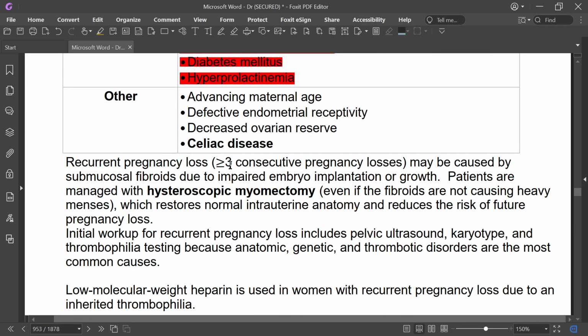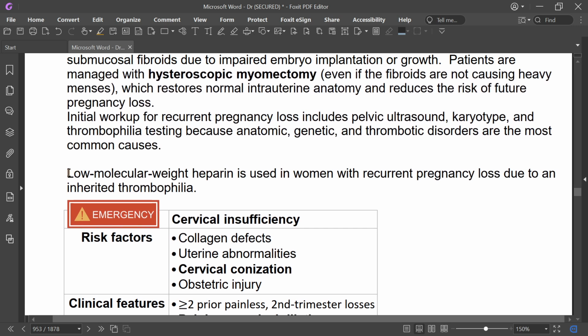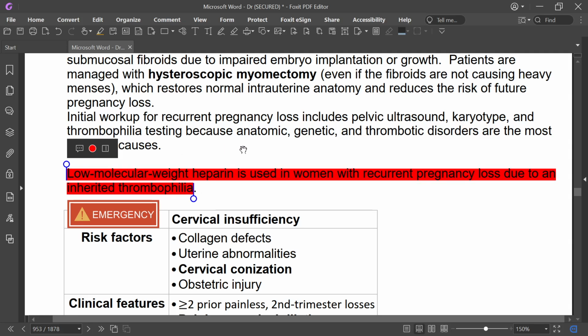Recurrent pregnancy loss, three or more consecutive pregnancy losses, may be associated with submucosal fibroid due to impaired embryo implantation or growth. Patients are managed with hysteroscopic myomectomy even if fibroids are not causing heavy menses, which restores normal intrauterine anatomy and reduces the risk of future pregnancy loss. Low molecular weight heparin is used in recurrent pregnancy loss due to inherited thrombophilia.